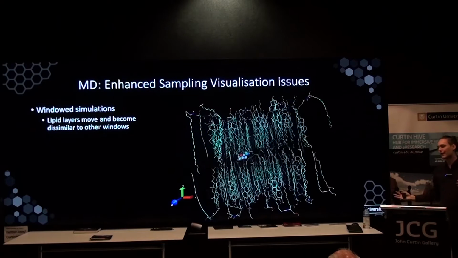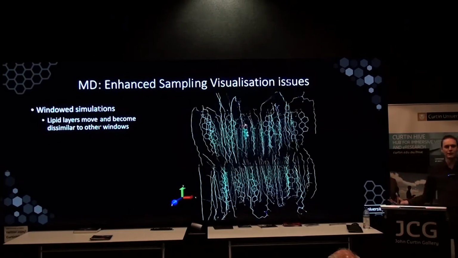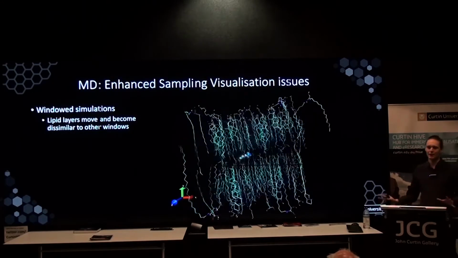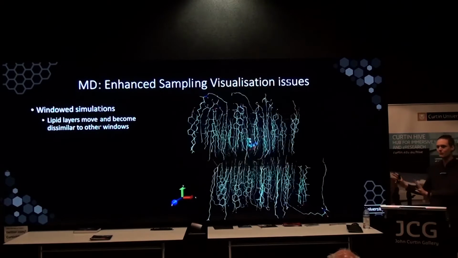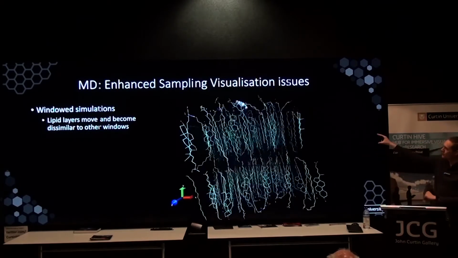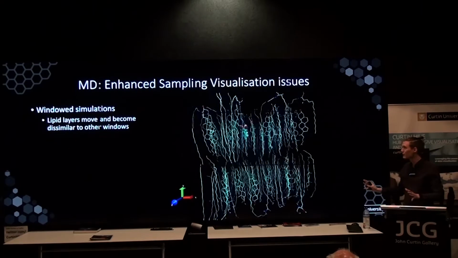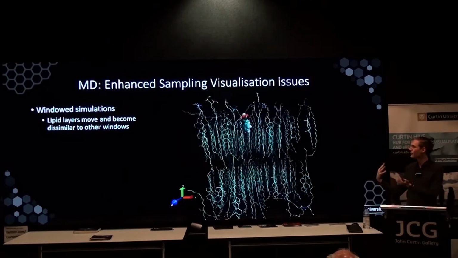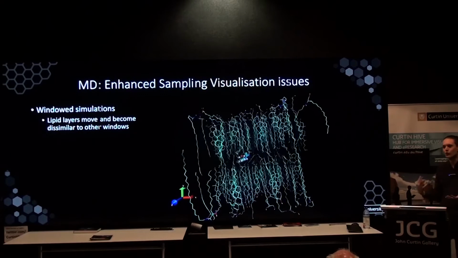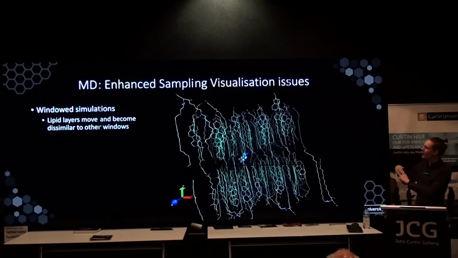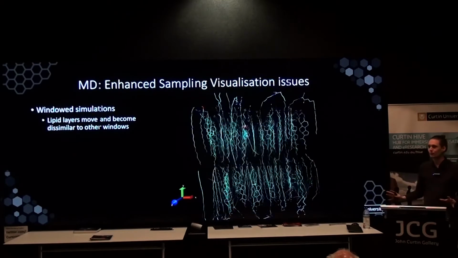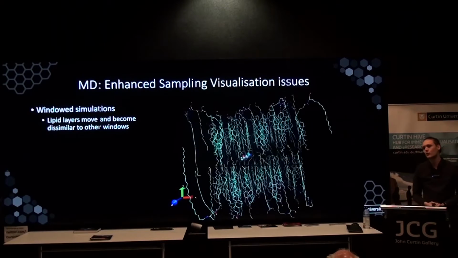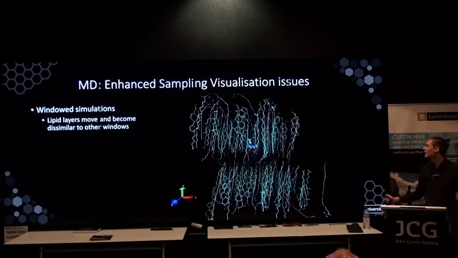So what happens when you try to visualize these windowed simulations? Obviously, you've got to paste them together. The problem is the windows aren't that similar. You've got the same system with the peptide at different depths, and you let it run for a while, and of course, butterfly effect, all of the lipids have moved around, so it's quite hard to smooth the lipids being in completely different places. You can see the peptide moving slowly upwards. That's easier to smooth, but the lipids are the real clinchers there.